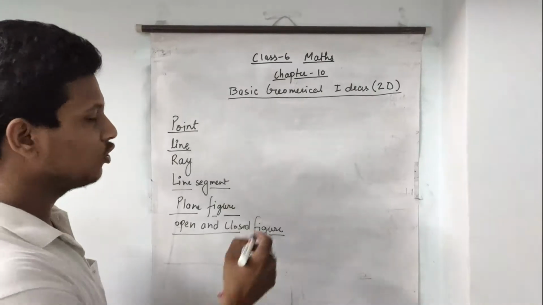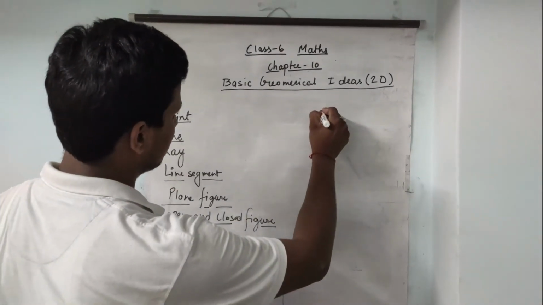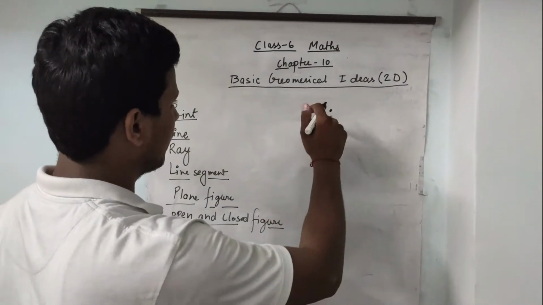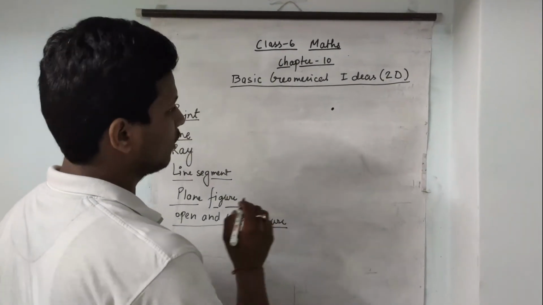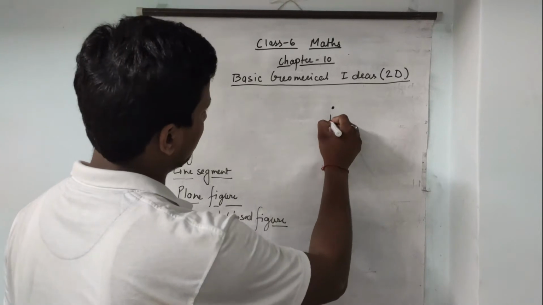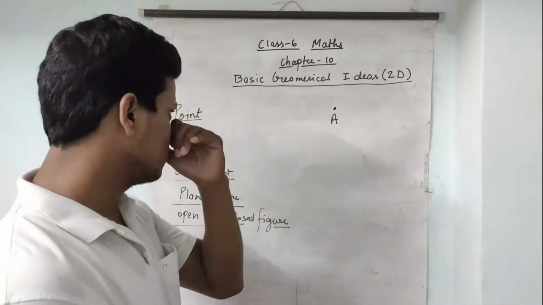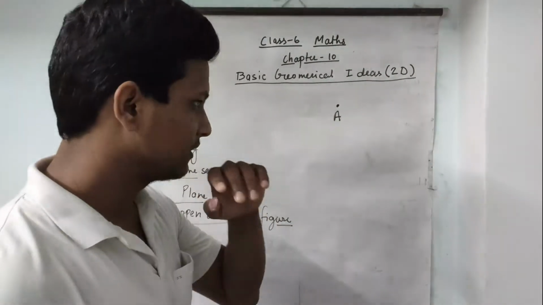Okay. So the first point is point. Point is basically a location in space. It identifies one location in a particular space, and that is called a point, and it is denoted by a capital letter, like any capital letter A, B, C, D. Any other symbol you can use, like alphabets or special symbols.